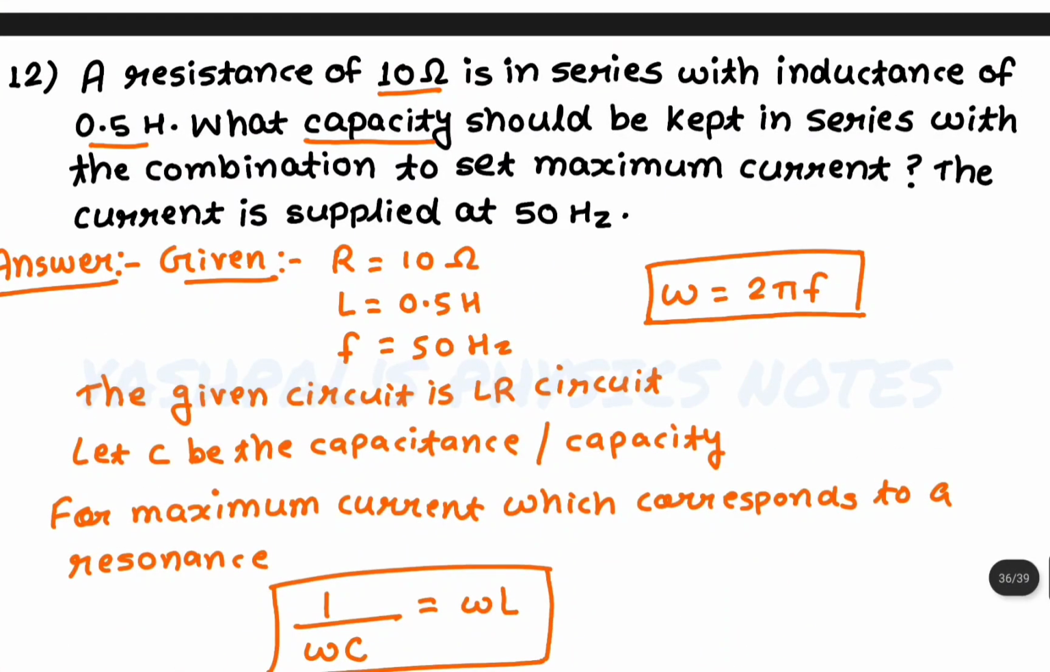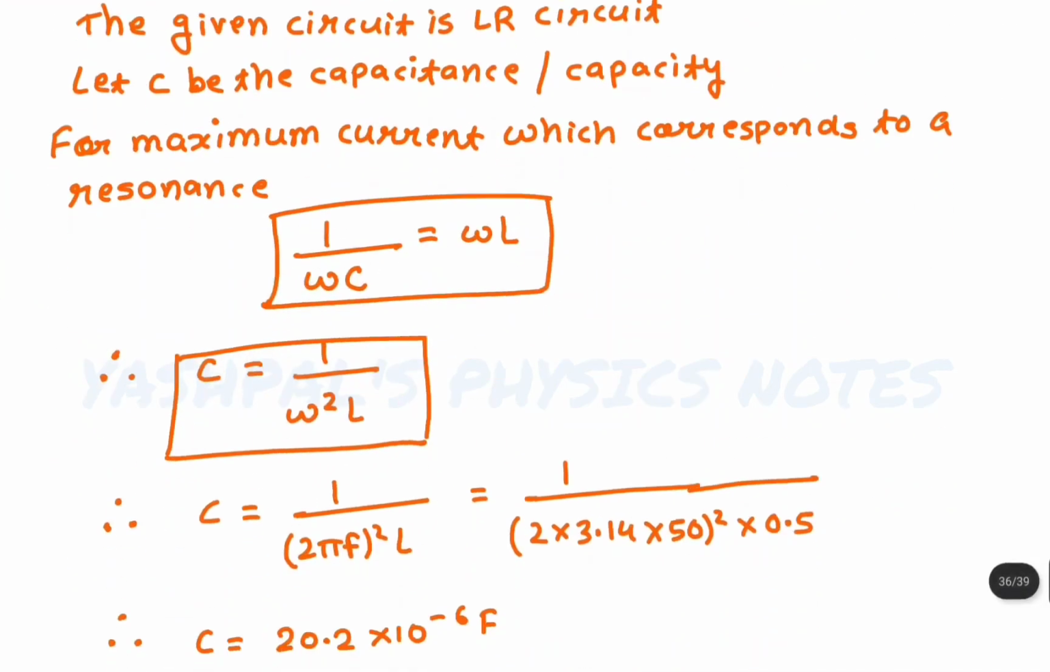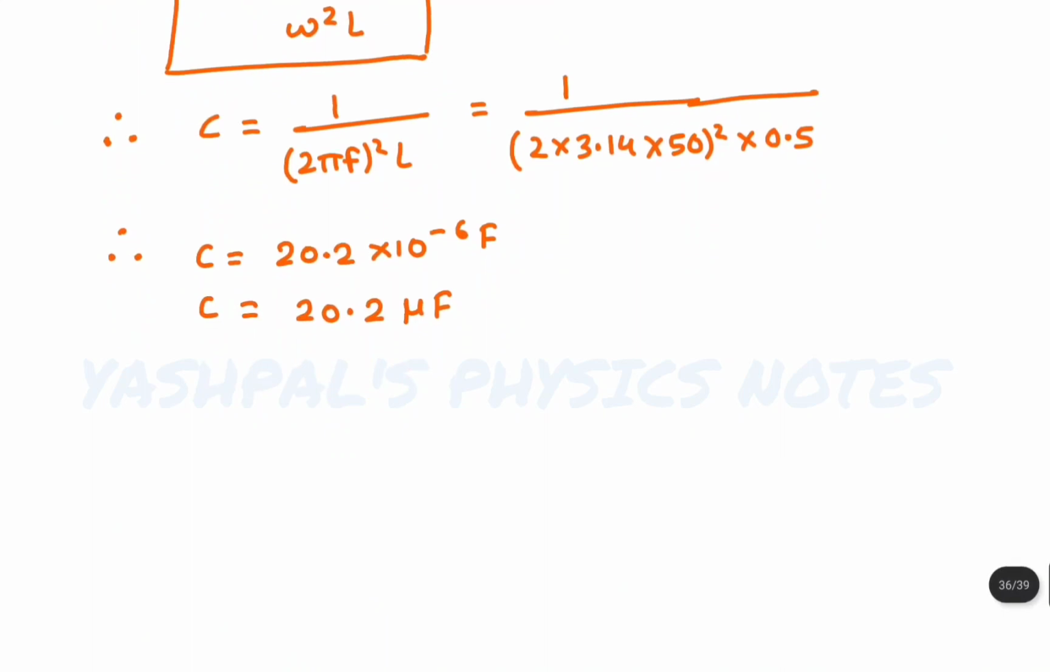So at this capacity we should keep in series with the combination to set maximum current. So the value of C is found out to be 20.2 into 10 to the power minus 6 farad, or 20.2 microfarad.